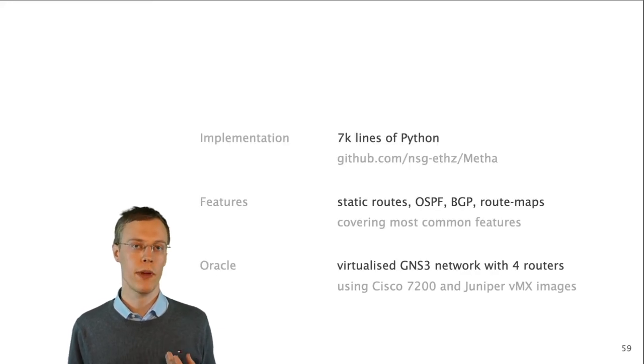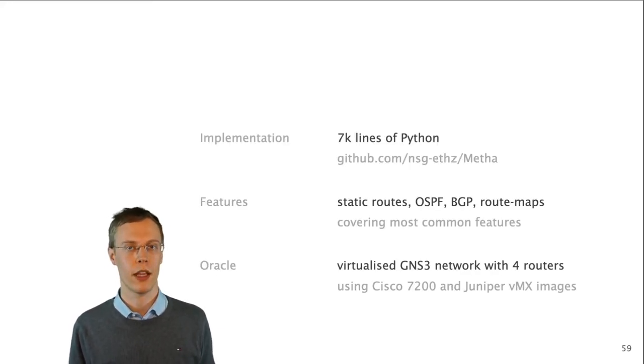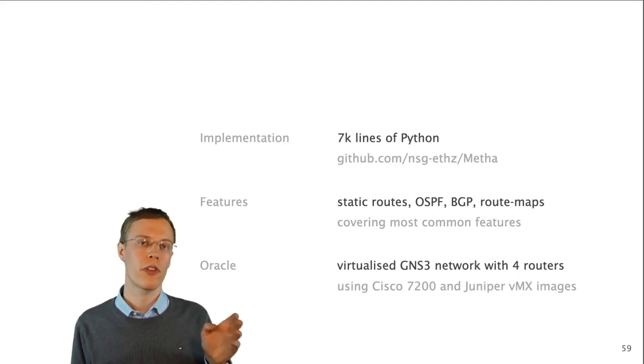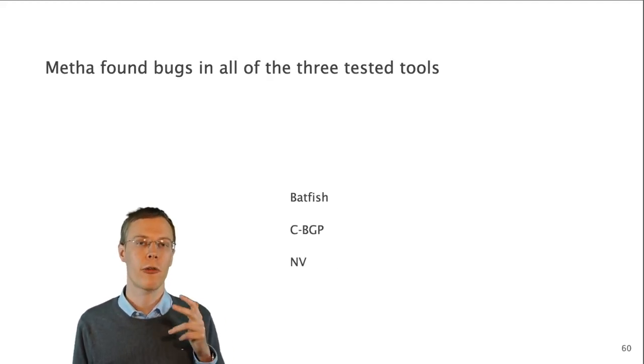So we have implemented Metha in Python and we have publicly released it on GitHub. Metha currently supports the most common protocols and features, both for Cisco iOS and Juniper configurations. And for the Oracle, we use the virtualized testbed, so we use GNS3, and we ran both Cisco and Juniper devices. To see whether we can actually find bugs, we tested three well-known tools, Batfish, CBGP, and Envy.